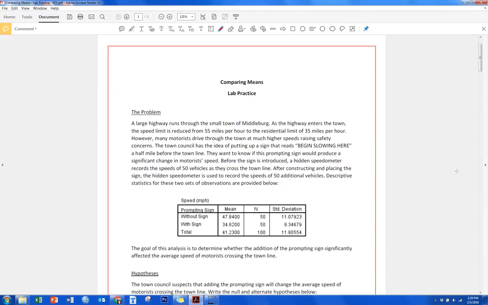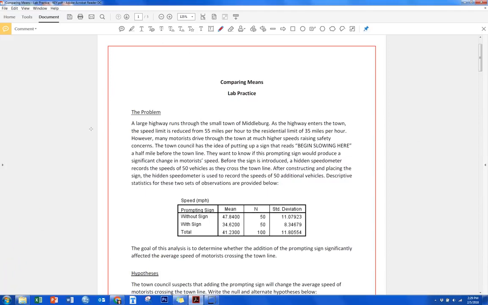Before the sign is introduced, a hidden speedometer records the speeds of 50 vehicles as they cross the town line. After constructing and placing the sign, the hidden speedometer is used again to record the speeds of another 50 vehicles. Descriptive statistics for these two sets of observations are provided below. Let's talk about this a little bit.